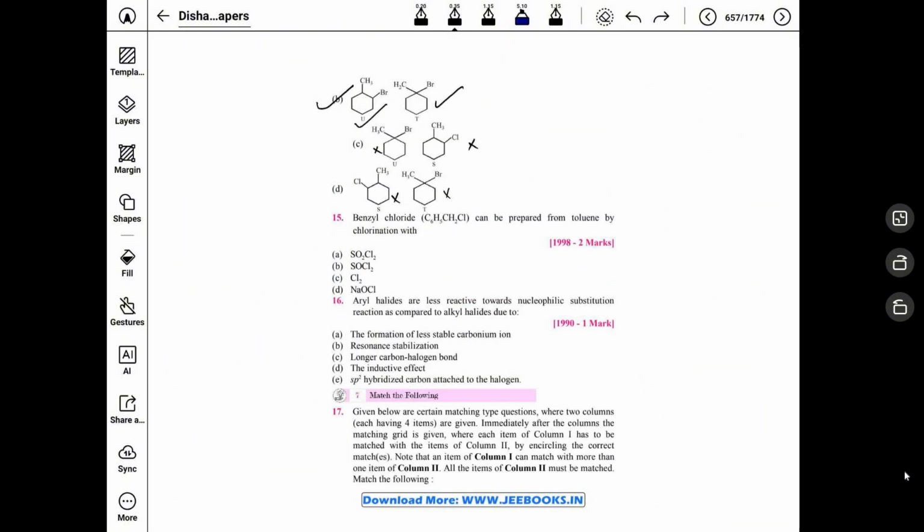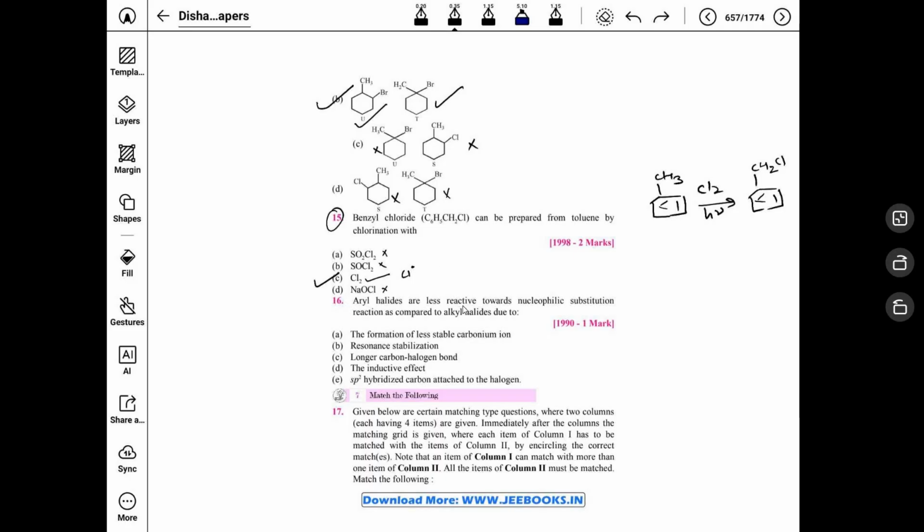Now question number 15. Benzyl chloride can be prepared by chlorination of toluene. So to prepare this one, this is possible only when you do the radical reaction. And for the radical reaction, you need chlorine in the presence of light. So therefore, only this is the source of the Cl radical, and the rest of the reagents you can easily rule out. So the correct answer is C.